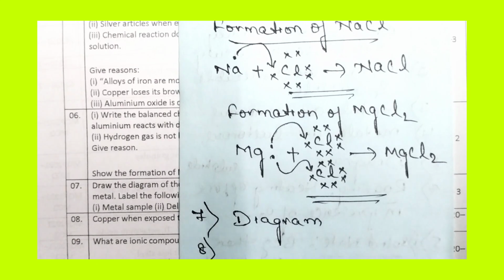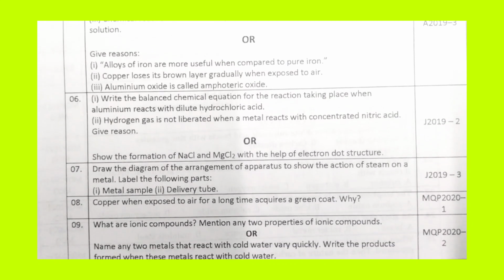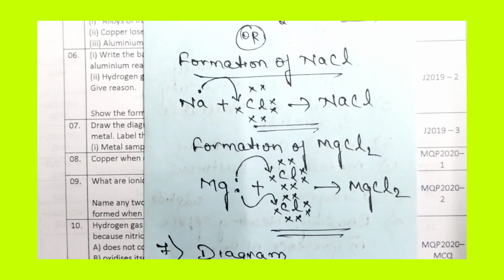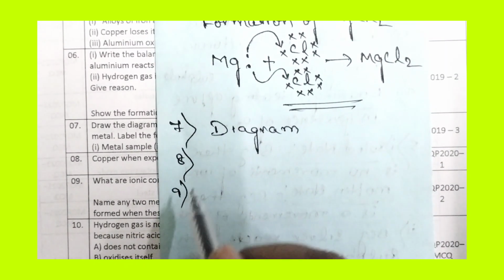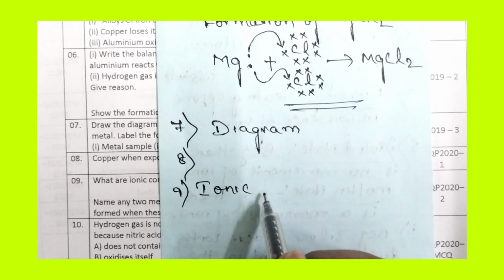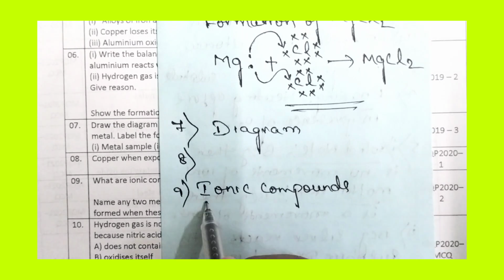So now let us move to the 9th question. What are ionic compounds? Mention any two properties of ionic compounds. There is an internal choice question inside it. Now let us answer that question also. So what are ionic compounds? Mention two properties of ionic compounds. I have told the 8th question, now let us come to the 9th question. So what are ionic compounds? Now let us answer this question.